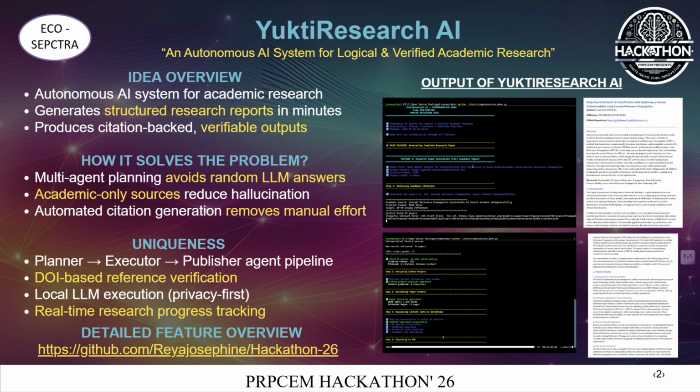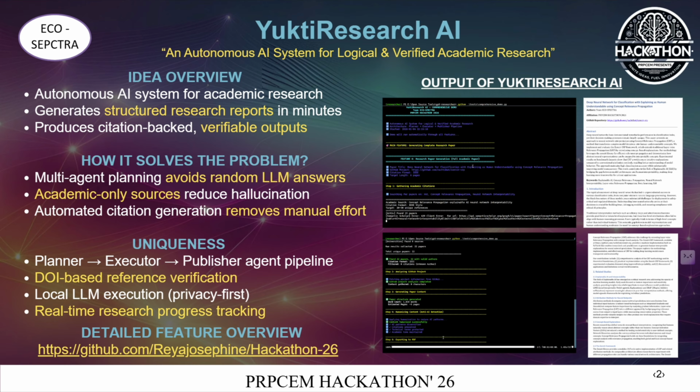Our problem statement revolves around academic and professional research. Today, conducting proper academic research is extremely time consuming. Students and researchers spend hours, sometimes even days, searching for papers, validating citations, and formatting references. And even when they use AI tools, there is a serious problem: hallucinated citations, unverified references, and non-academic sources. This creates a huge trust issue. In academic research, even one fake citation can invalidate the entire paper.